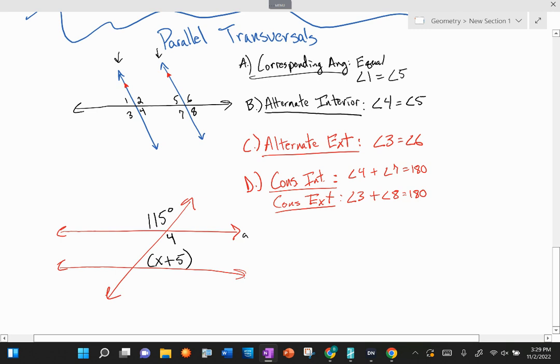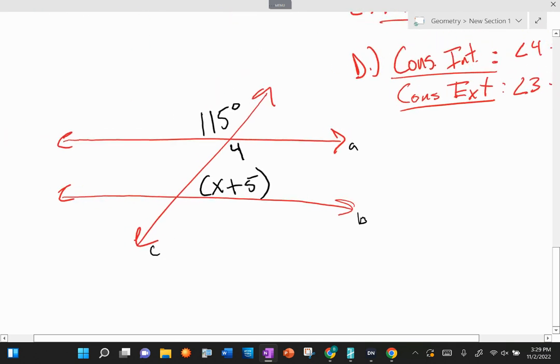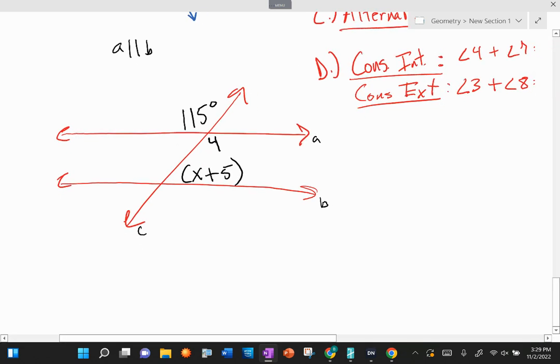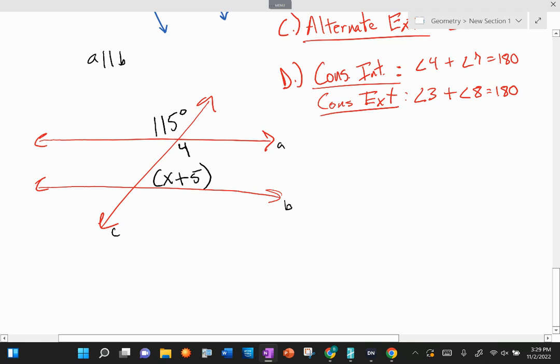Okay, so we have line A, line B, and line C. Are A and B parallel? A and B are parallel. Why? Oh, this is easy. Okay, so we are going to solve for x. Listen, please. I just want to talk to you about it, and then I want you to go and do it. So we're going to solve for x.